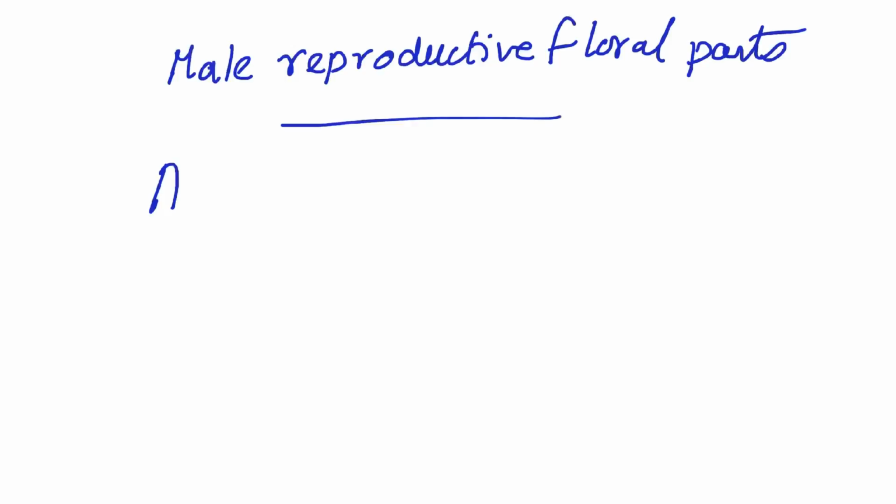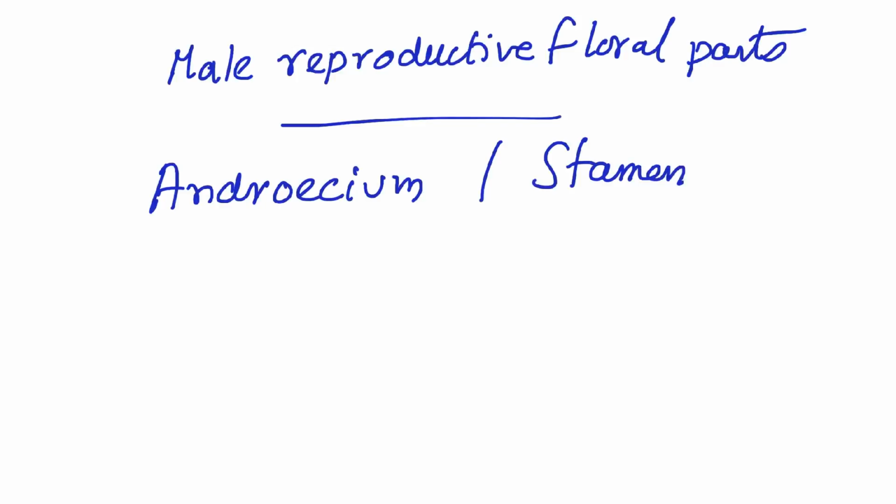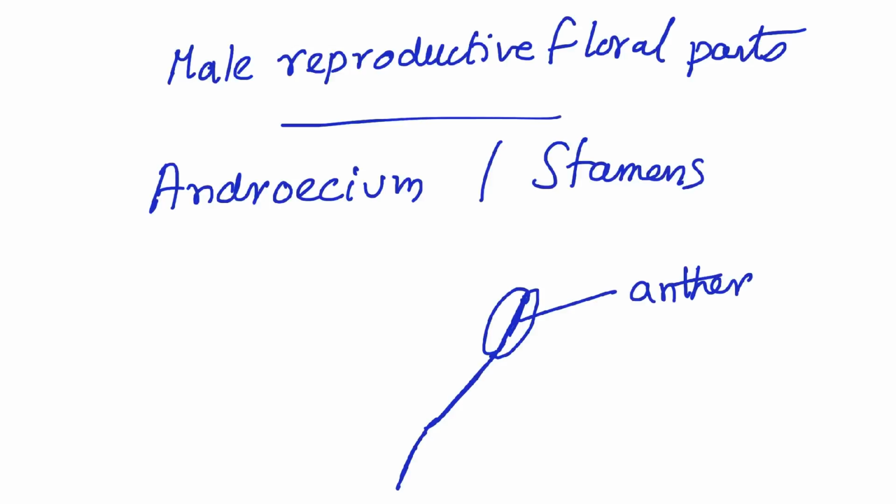In this third part of the video, dealing with flower morphology, we'll be looking at the male reproductive floral parts, which together are called the Androecium, and of which the main part, of course, is the stamens. Now, let's first have a detailed look at how a stamen develops.